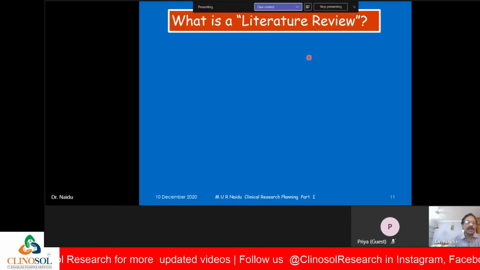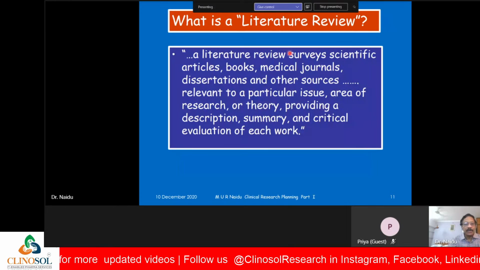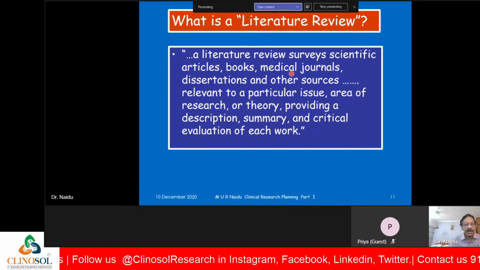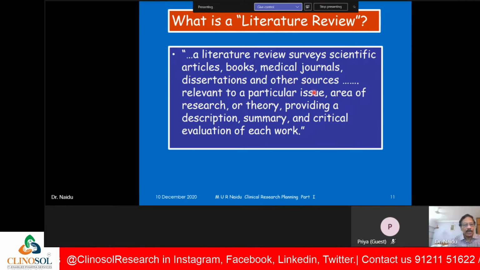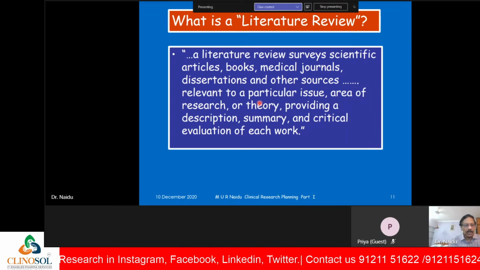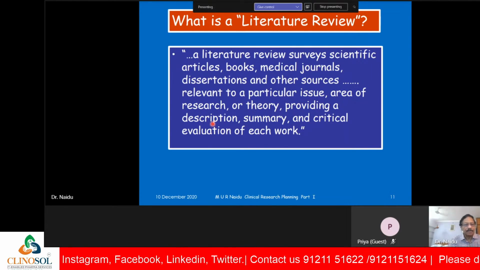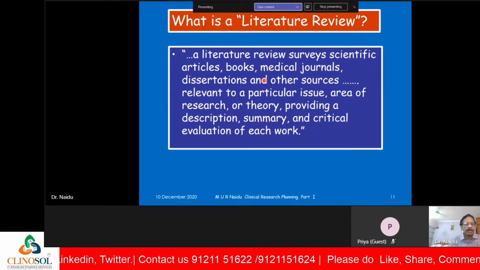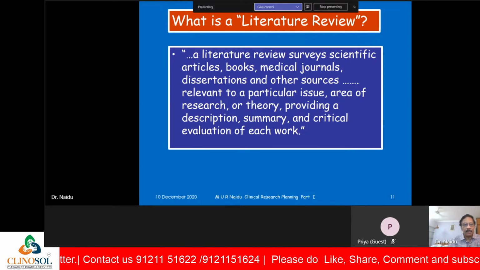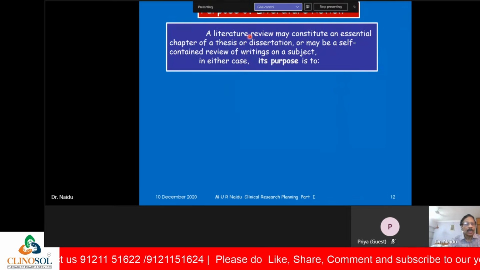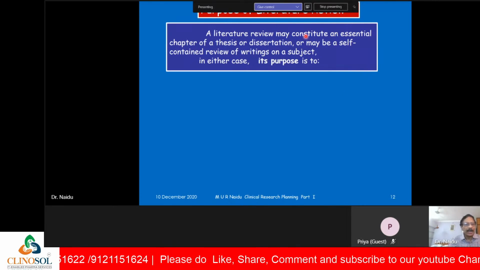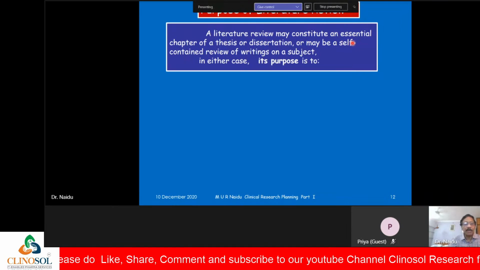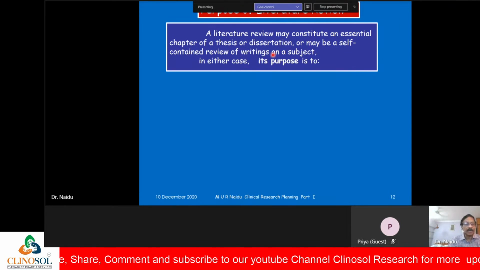What is actually a literature review? A literature review is a survey of scientific articles, books, medical journals, dissertations and other sources which are relevant to a particular issue, area of research or theory, providing a description, summary and critical evaluation of each work. This is a simple definition of literature review. Now, a literature review may constitute an essential chapter of a thesis or dissertation, or it may be a self-contained review written on a subject.